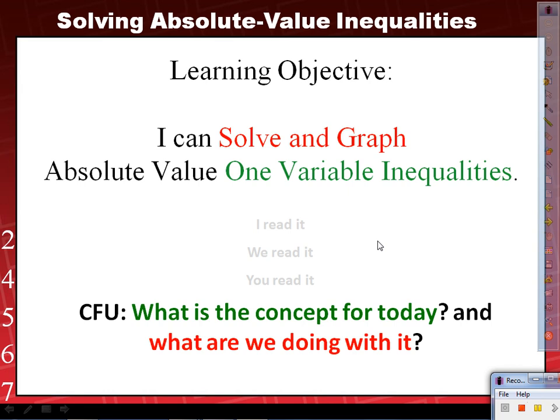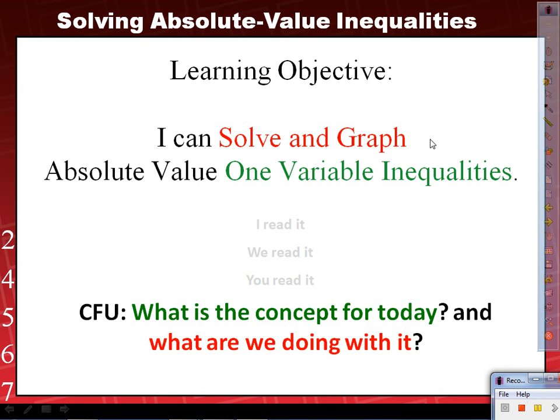Our objective for today: I can solve and graph absolute value, one variable inequalities. Read together. 1, 2, 3. I can solve and graph absolute value, one variable inequality. So what main concept are we still on? One variable inequalities, but today we're working on absolute value. Does that sound familiar? Yeah, so that's why we don't need a Frayer model.